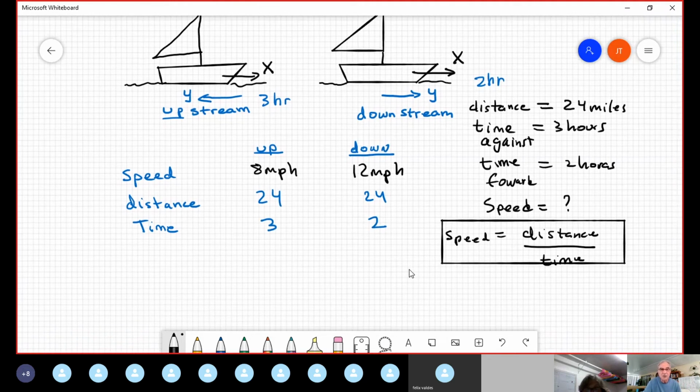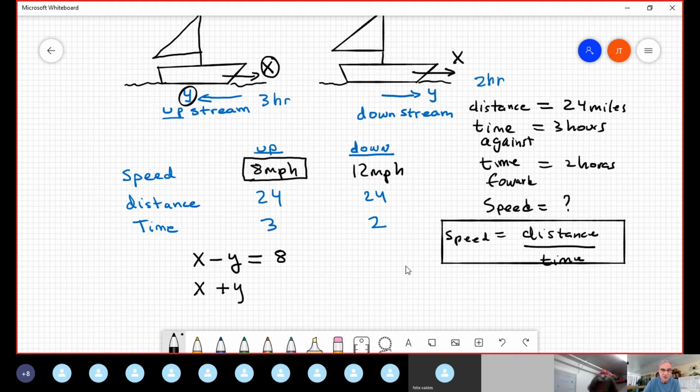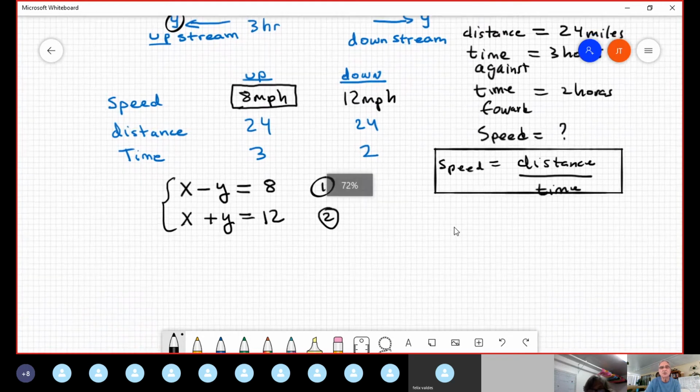Now we are ready to set out the equation. Look in this sketch number 1. In this sketch number 1, x minus y is equal 8. So the speed of the boat minus, because it's in opposite direction, is equal to the net speed, 8. And in this case, x plus y, because they go in the same direction, is 12. This is my equation 1, and this is my equation 2. Super easy, that algebra. Any question?